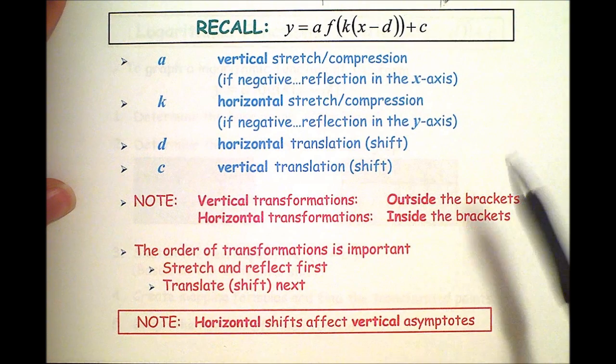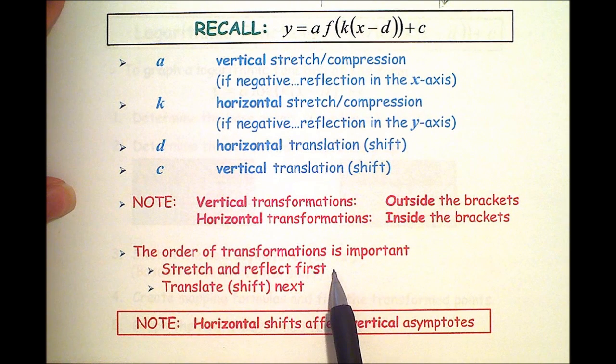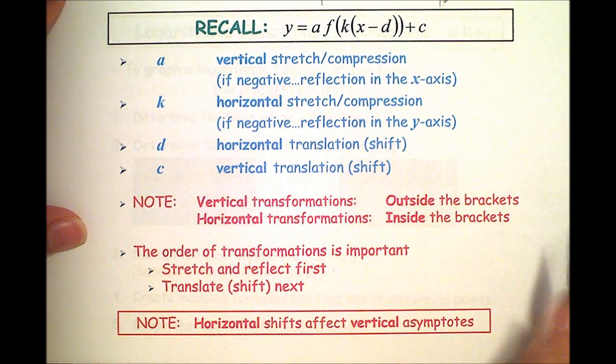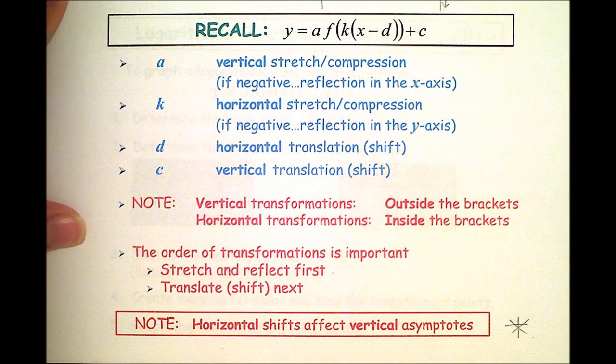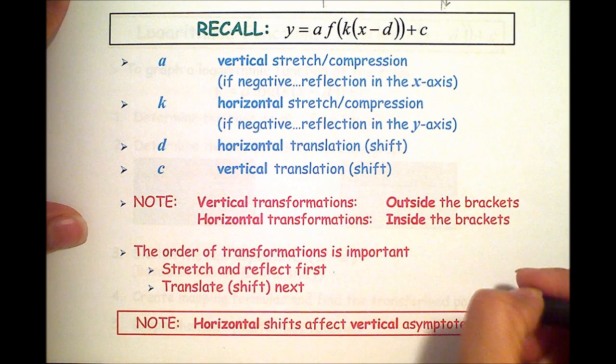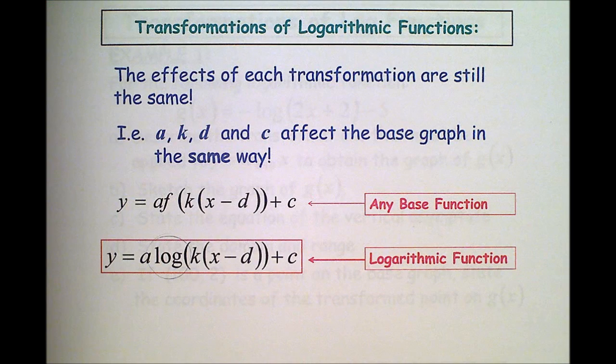Okay? The order of transformations is important. You want to make sure you do any of the transformations that require you to multiply first, and then the ones that add or subtract afterwards. And this is going to be important, a little note that's at the bottom here. Horizontal shifts affect vertical asymptotes. Because we're graphing logarithmic functions, every time you shift the graph left or right, it'll affect where the vertical asymptote actually ends up.